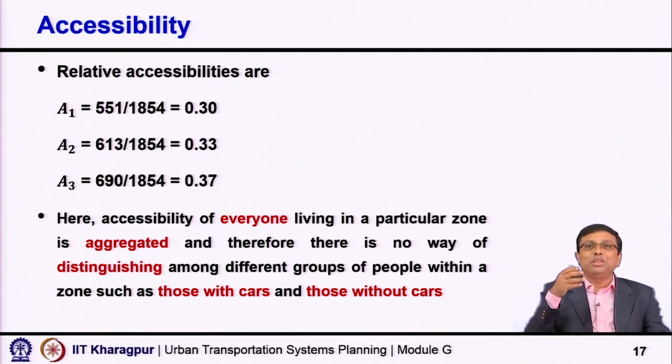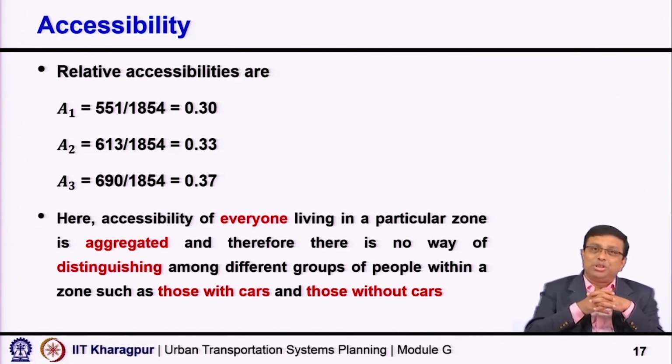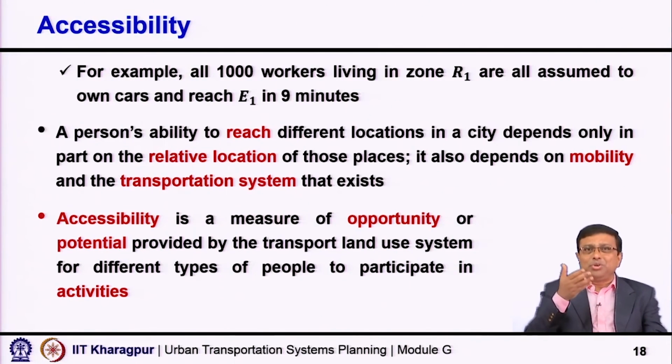So, here the accessibility, interestingly, we are considering the same for everyone in that zone. Can you think of it much deeper? Yes, we can think much deeper. You can think here that the accessibility of everyone living in a particular zone is aggregated, and therefore there is no way of distinguishing among different groups of people within a zone, those who have cars and those who do not have cars. Now, suppose in a particular zone, say the R1 zone, all 1000 workers have cars and they can reach zone E1 in just 9 minutes. So, you can calculate accessibility separately for different income groups.